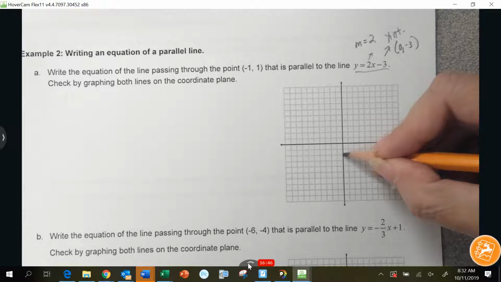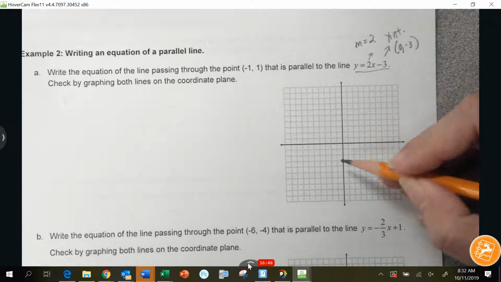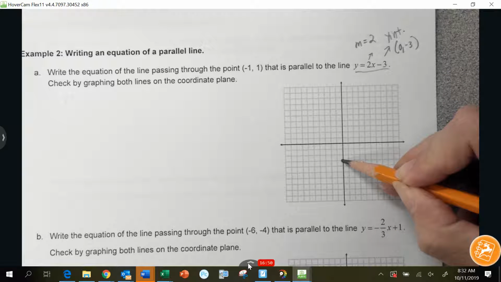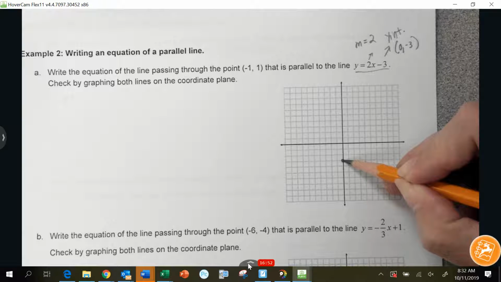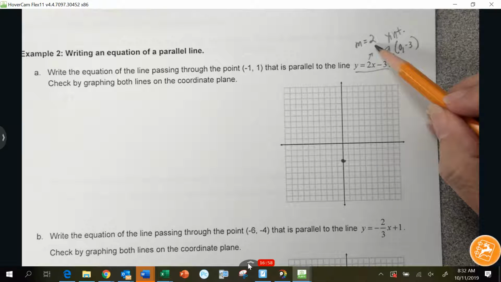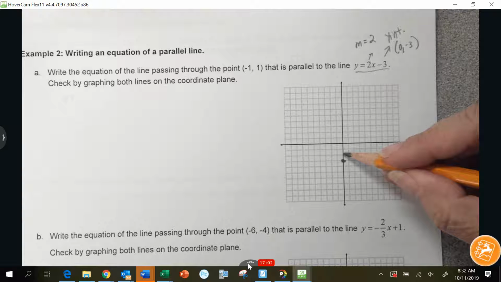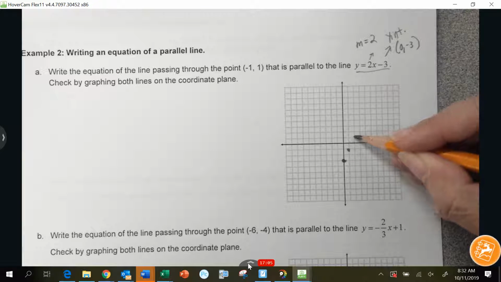So we go to 0, -3. This is our beginning point. Begin at b, and then from here we're going to move. How much are we going to move? Up 2 over 1.